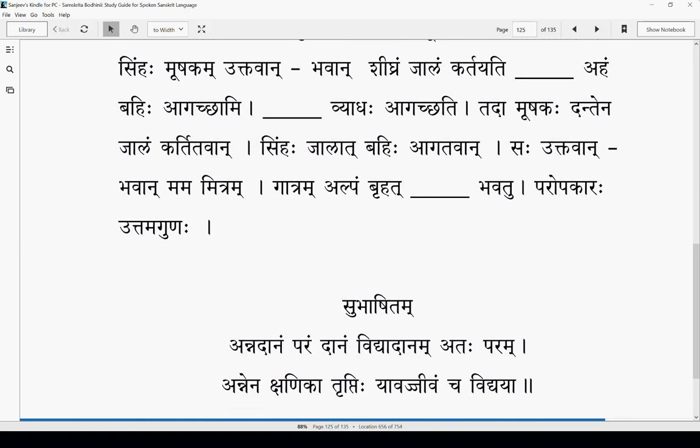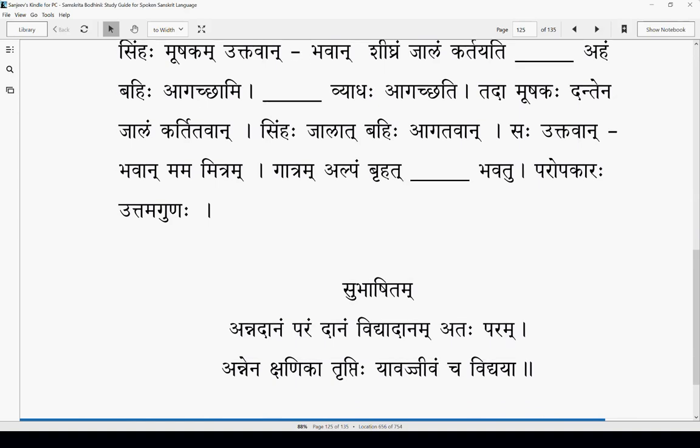Before that, we can do the subhashitam, Annadanam. Masharada, you want to read this?